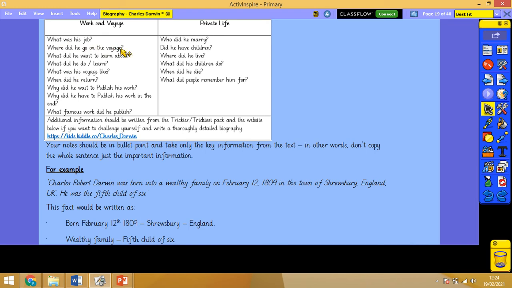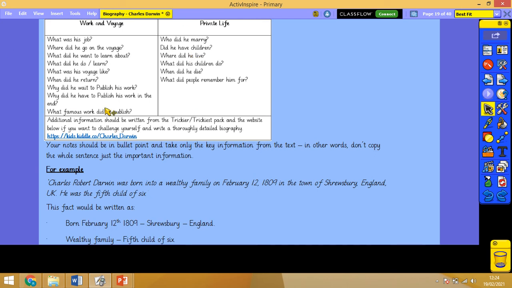What was his job? Where did he go on the voyage? What did he want to learn about? What did he do and learn? What was his voyage like? When did he return? Why did he wait to publish his work? Why did he have to publish his work in the end? And what famous work did he publish? And then for his private life, who did he marry? Did he have children? Where did he live? What did his children do? Spoiler alert: when did he die? And what did people remember him for?